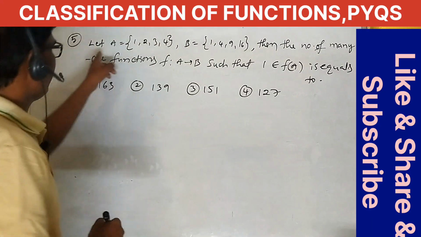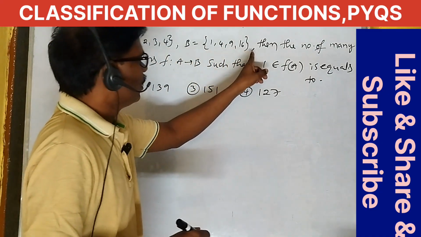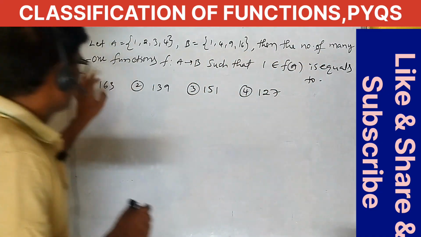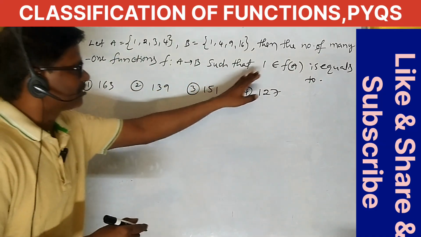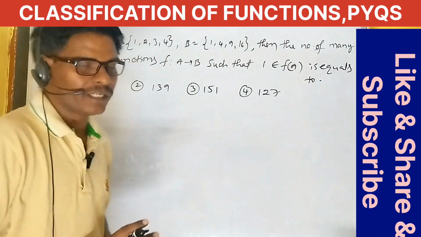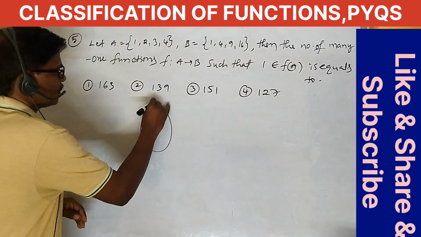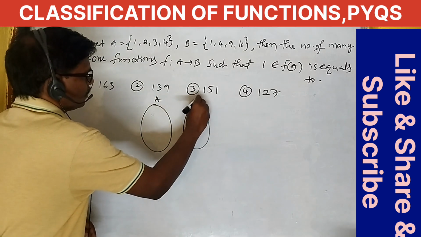Okay, question number 5. Let A be the set {1, 2, 3, 4} and B be the set {1, 4, 9, 16}. Then the number of many-one functions f mapping A to B such that 1 belongs to f(A) is equal to, asking the question. Okay, listen carefully.